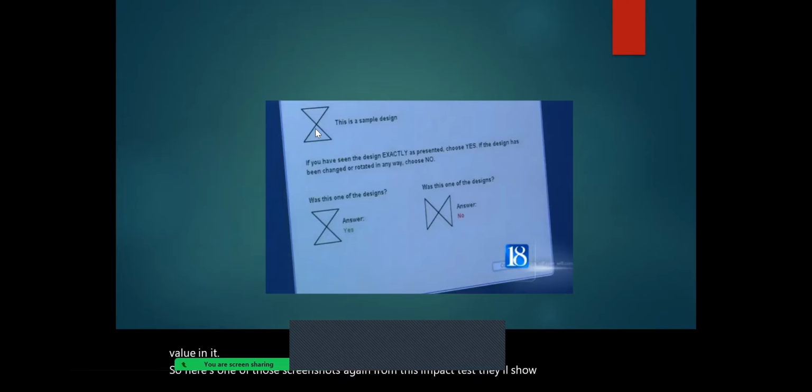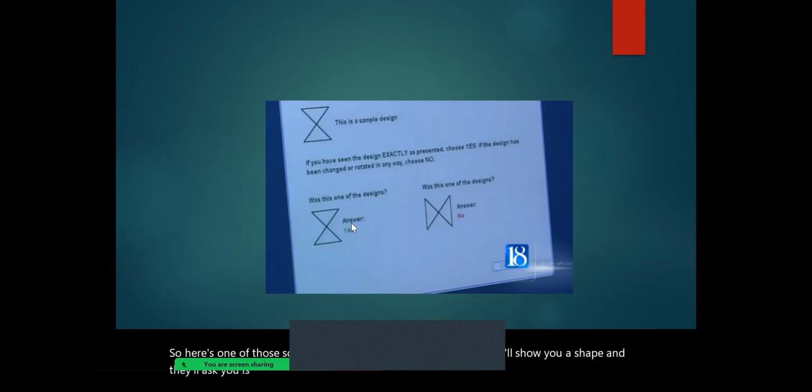So here's one of those screenshots again from this impact test. They'll show you a shape and they'll ask you, is this one of the shapes that you saw earlier? So without skewing the size of it, without rotating it, yes, no, is this something that you saw? And again, it will develop a score at the end and then also show you some data for several different points throughout.